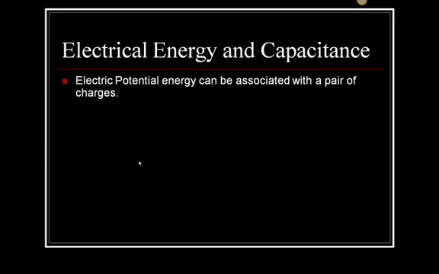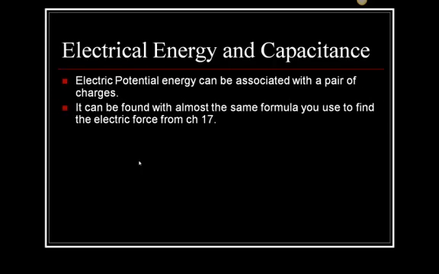Next, electric potential energy can be associated with a pair of charges, so two charges together. It can be found almost identically to the formula that we talked about in chapter 17, where we did the electric force equation. This one's almost the same way. You see that the electric potential energy is Kc, our constant that we had before, times Q1 Q2 divided by r. The only difference here is that r is not squared, so this way it's going to give you joules and not newtons.